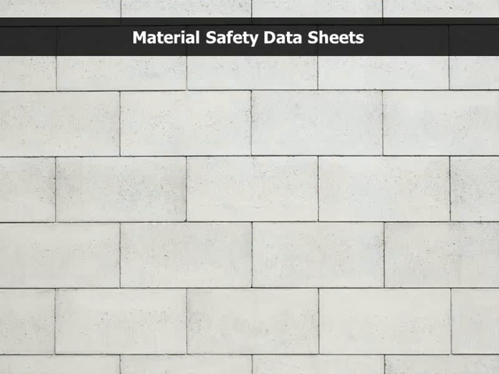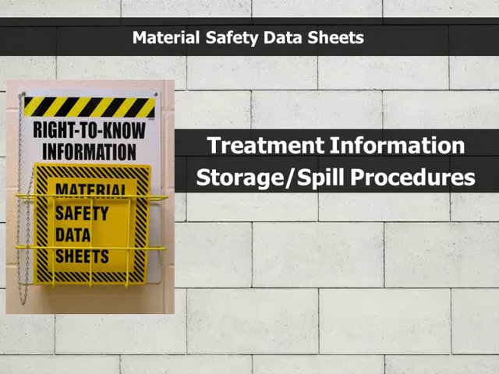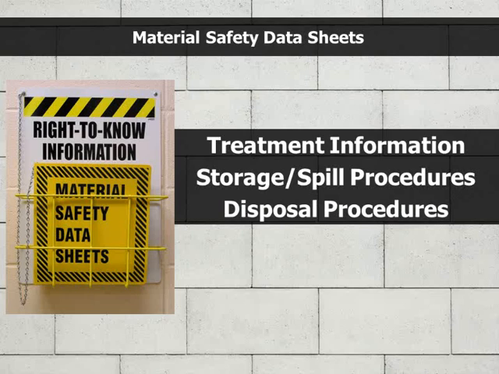Now, because these types of substances exist, there is something called Material Safety Data Sheets, or MSDSs. And these are essentially forms with data pertaining to the properties of particular substances. It's going to deal with treatment information. For instance, if you come in contact with a particular substance, or you're with someone that contacts that substance, what the treatment is going to need to be. It will also detail storage or spill procedures for that particular material. And then also deal with disposal procedures.